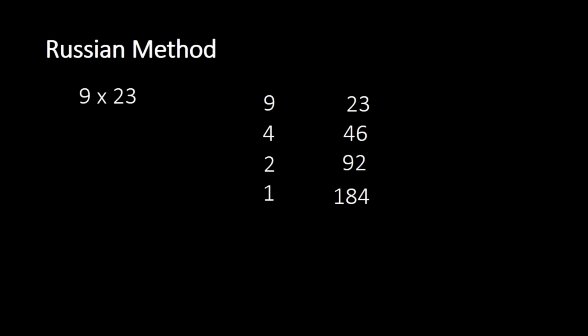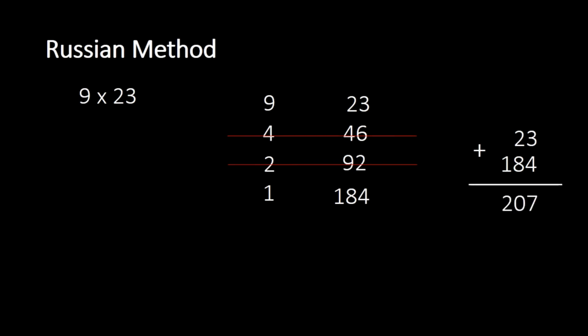Now, what we need to do is to cancel out all the rows that have an even number on the left-hand side. What are the even numbers on the left-hand side? 4 and 2. So we cancel out that row, and we also cancel out the row with the number 2. Now we are left with 23 and 184 again, and when we add those up, we get the answer 207.